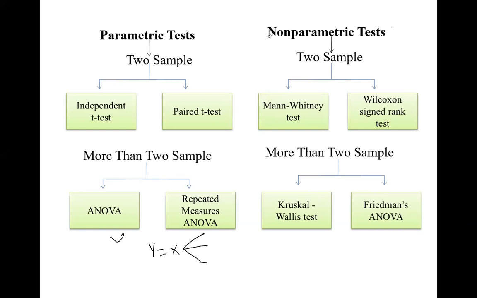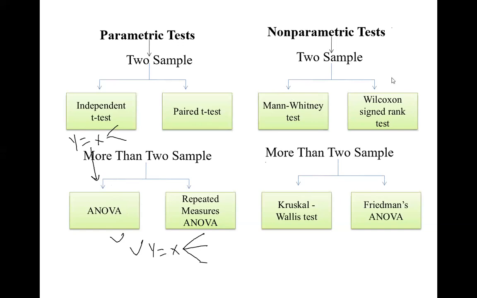Now the analysis of variance is the extension of the independent t-test, because here we are comparing 2 groups, and if we have more than 2 samples, then we use analysis of variance. So here we can compare more than 2 samples in an analysis of variance.